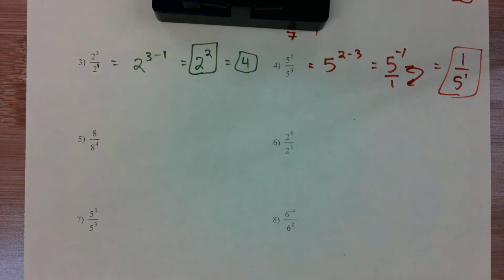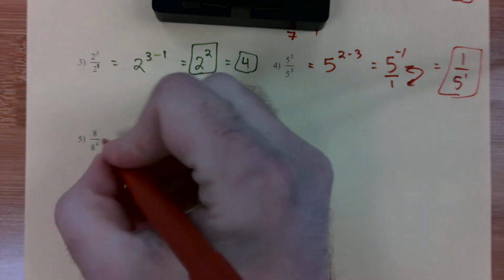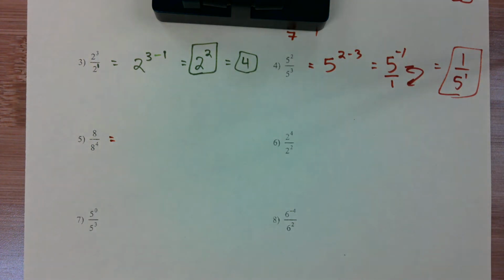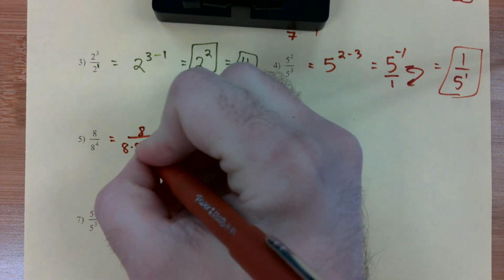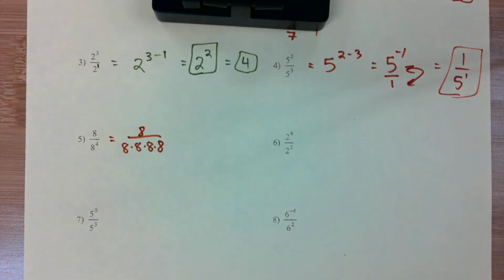All right, number 5, 8 over 8 to the 4th. Let's do this a different way. Let's see if we can do this without doing the whole flipping the fraction around, because that kind of confuses me. So if that confuses you too, let's try just expanding it out. 8 over 8 times 8 times 8 times 8. 1 8 on top, 4 8s on the bottom.